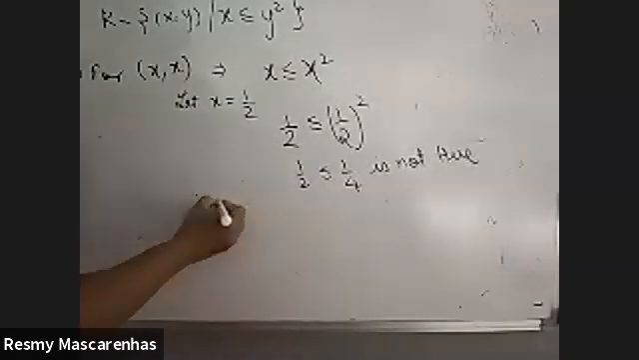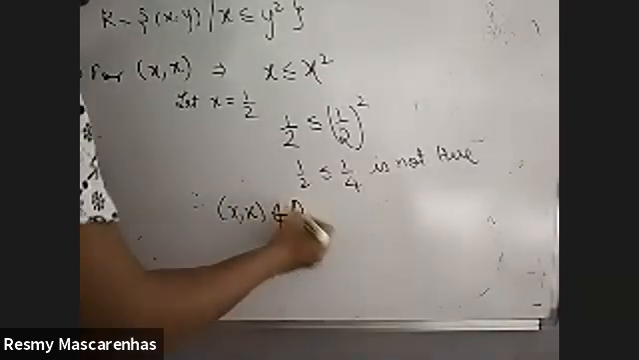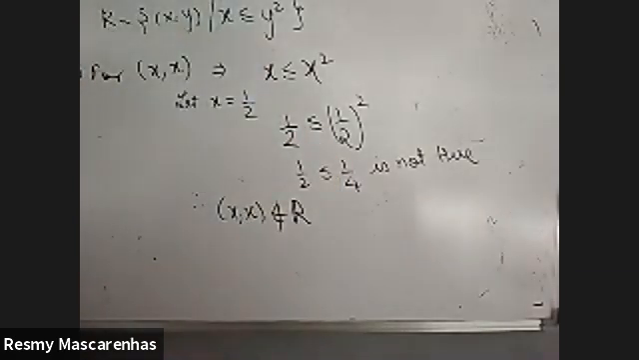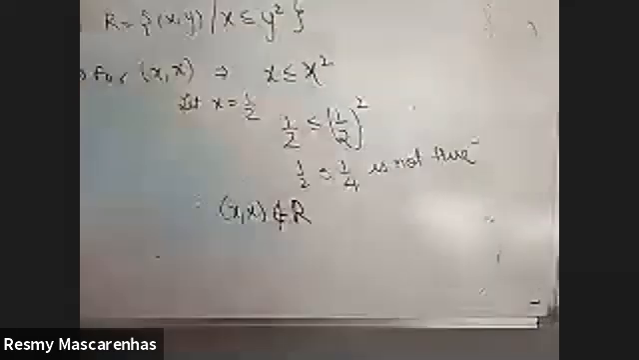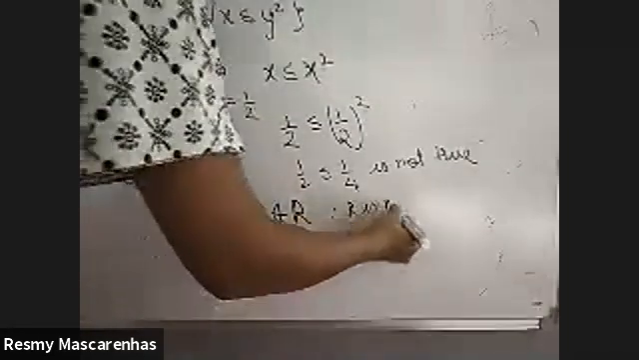Therefore, (x, x) does not belong to R. So it is not holding true for this number. Actually, it should have been holding true for all the numbers possible, but you gave one example where it is not holding true. So therefore, R is not reflexive.